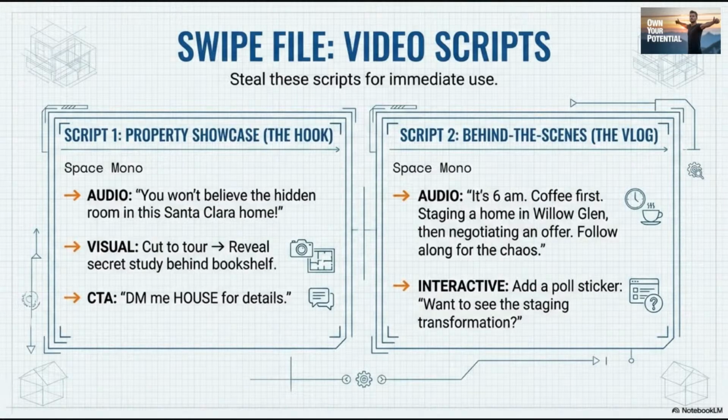Script 2, behind the scenes. Audio: At 6 a.m., coffee first. Staging a home at Willow Glen, then negotiate an offer. Follow along for the chaos.